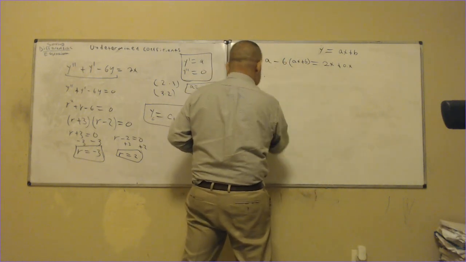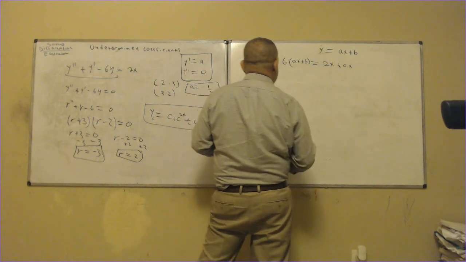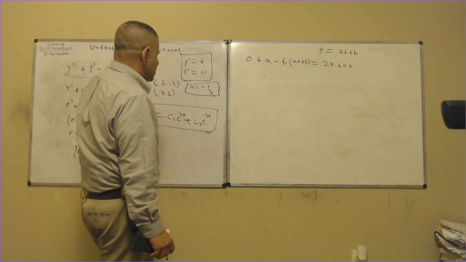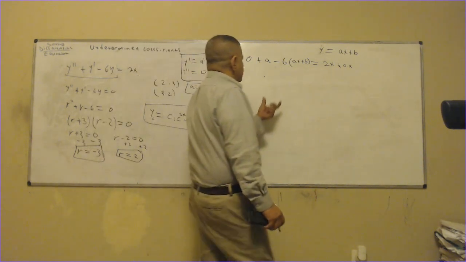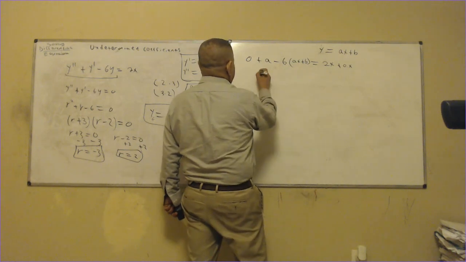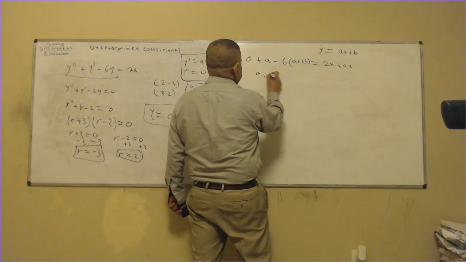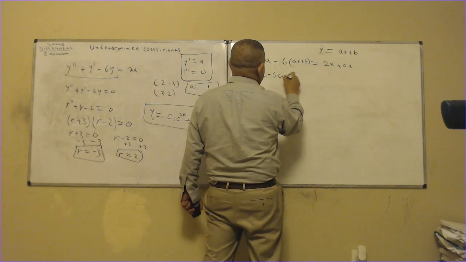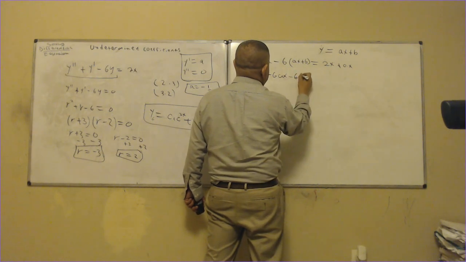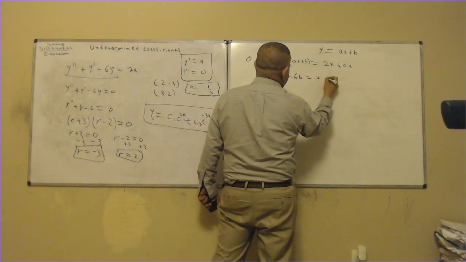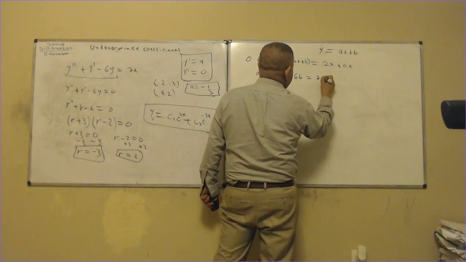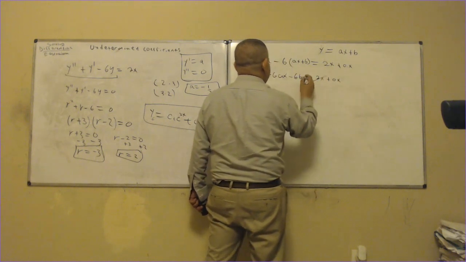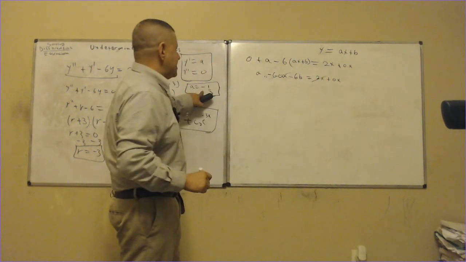Now, so in this case, right? When I do that, I think I erased it, so let me do it again. A minus 6ax minus 6b is equal to 2x plus 0x. Okay, so we got this already, right? We got that.